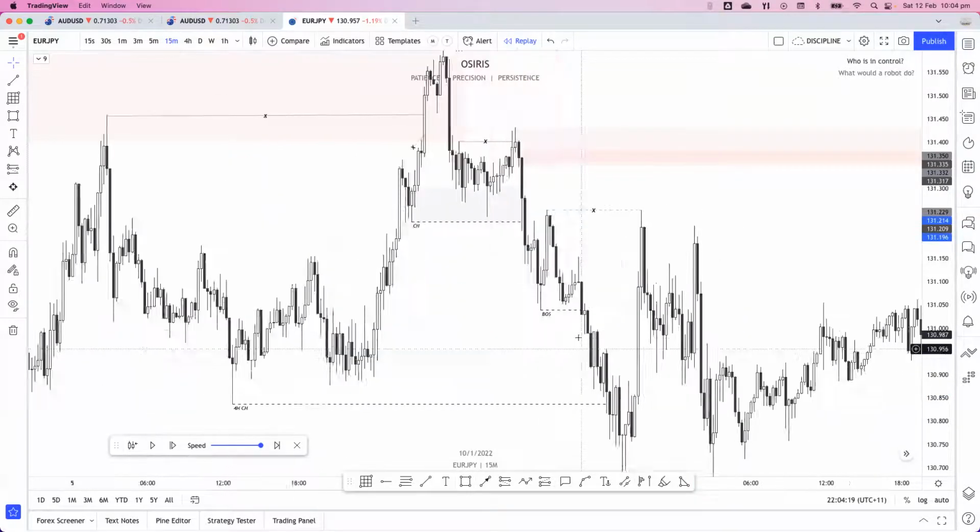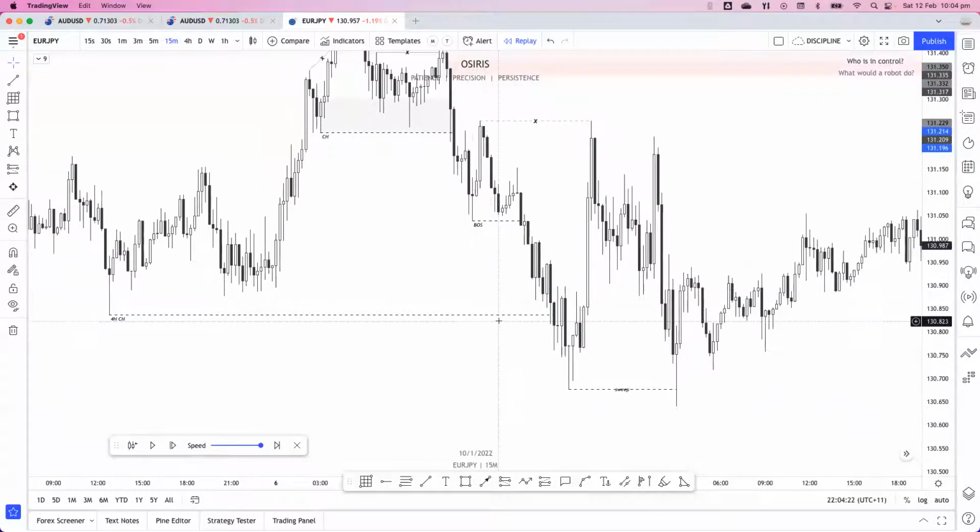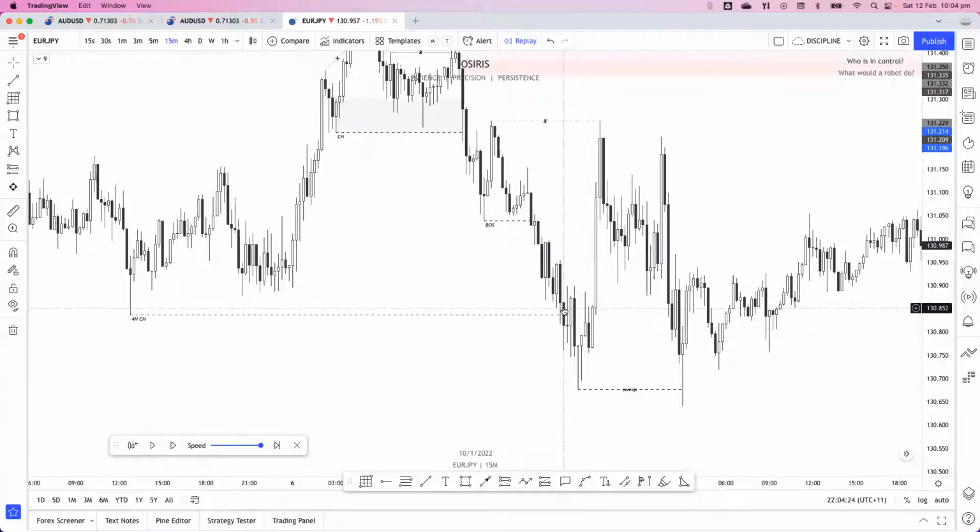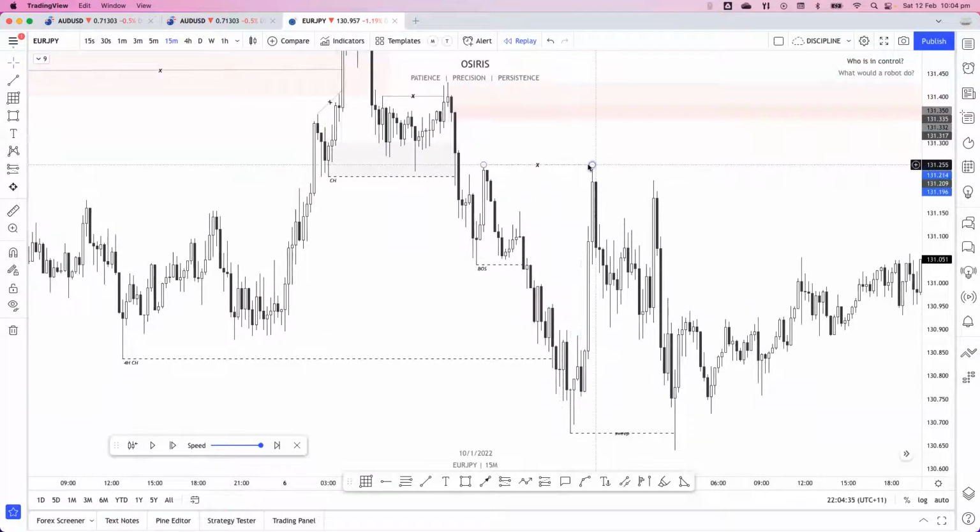Okay, so that's our 4 hour chop. Now we want to ask ourselves, what happened after this chop? Was it simply just a sweep where we broke and then it came initially back up? No, okay. We built some liquidity here. We've swept the liquidity, but we've actually now printed equal highs.